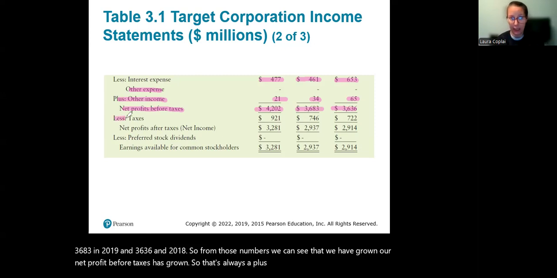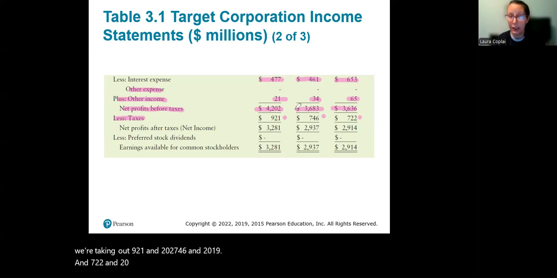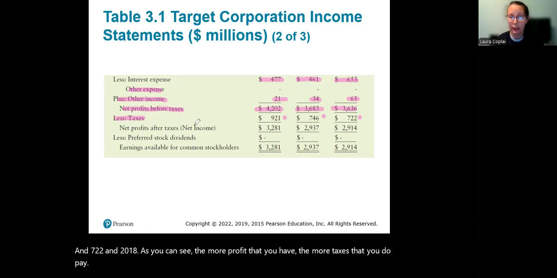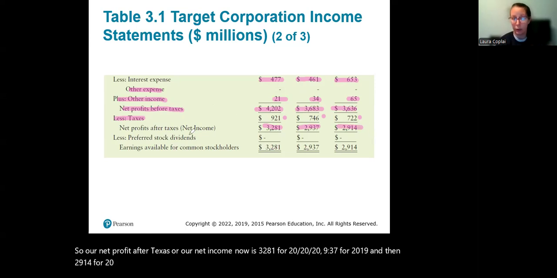But now let's take out our taxes. We're taking out 921 in 2020, 746 in 2019, and 722 in 2018. As you can see, the more profit that you have, the more taxes you pay. So our net profit after taxes, or our net income, is 3281 for 2020, 2937 for 2019, and 2914 for 2018. Did we have any preferred stock dividends? If so, we'd have to take those out, but we do not have any of those.